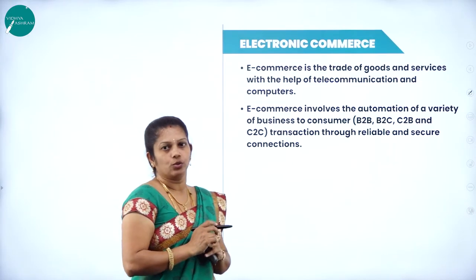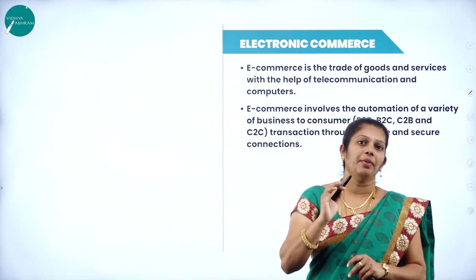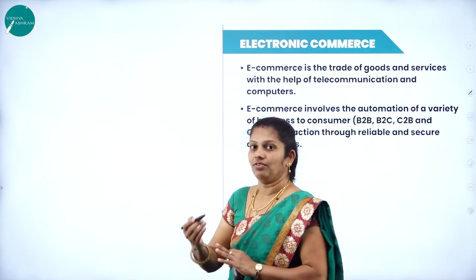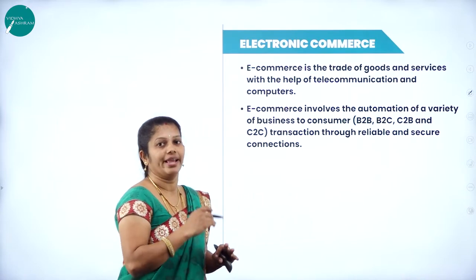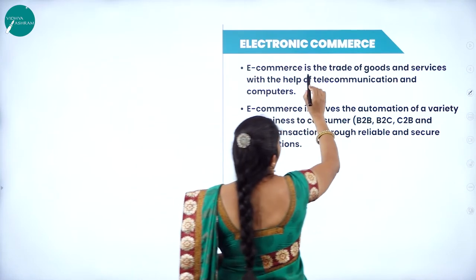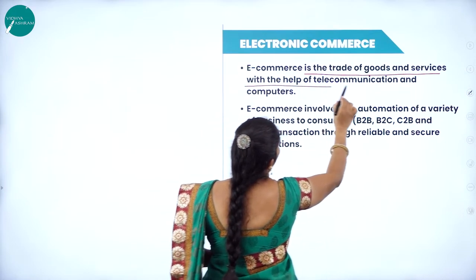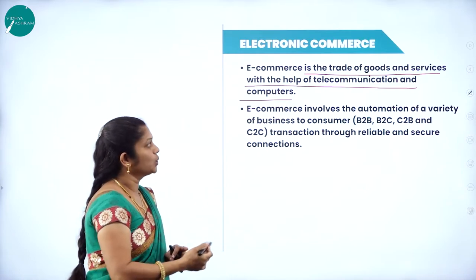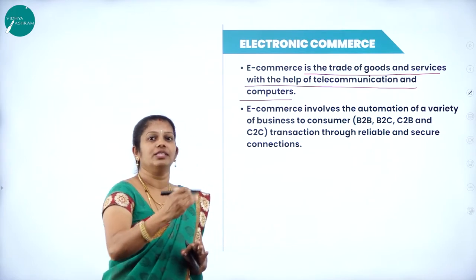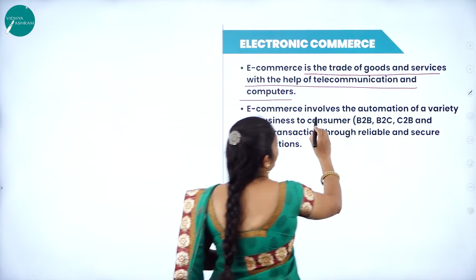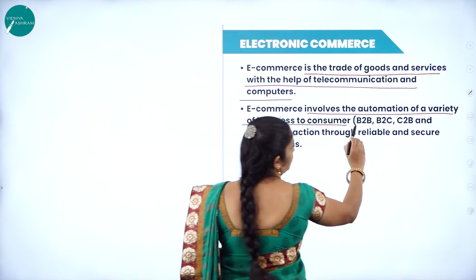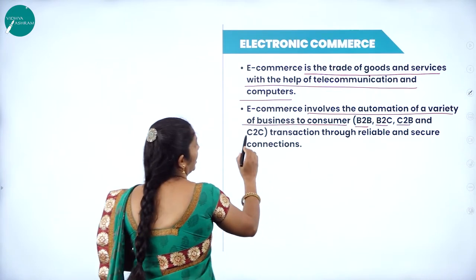Then next, we'll move on to e-commerce. What do you mean by e-commerce? E-commerce is nothing but buying or selling products with the help of the internet, with the help of a computer, with the help of a mobile. We are accessing, buying the product as well as selling the product, like Amazon, OLX, all this we call e-commerce websites. E-commerce is the trade of goods and services with the help of telecommunication and computers. Under this, we may have several types to follow, whichever product we are buying or selling, it will matter. E-commerce involves the automation of a variety of business: business to consumer, business to business, consumer to business, and consumer to consumer.